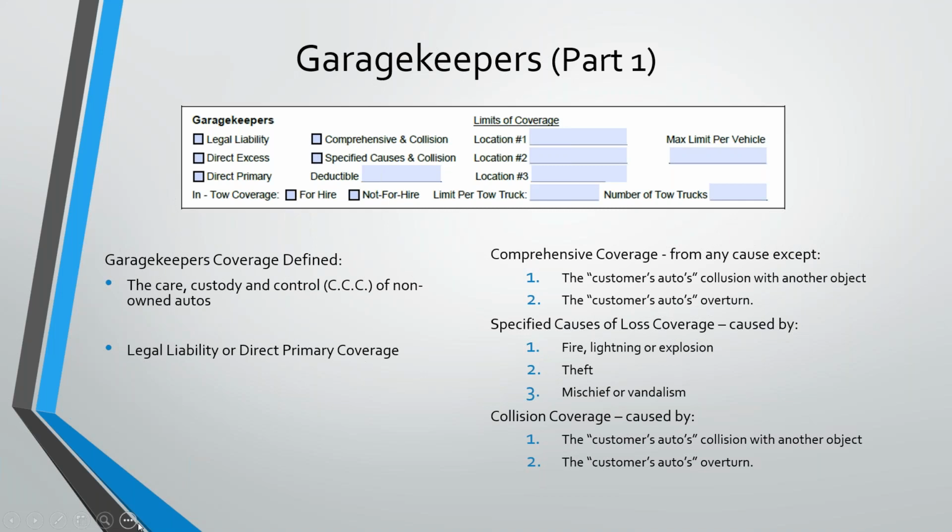Garage keepers buys back that care, custody, and control exclusion on the liability portion. So this is the physical damage, if you will, for the customer vehicle while it's in your client's care, custody, and control. You have various bases for the garage keepers coverage: legal liability, direct excess, and direct primary. Let's start with legal. Legal liability, think of it as you can only be held responsible for your own negligence. That's it. So that's why you'll see there's no wind, hail, flood coverage. You can't be held responsible for hail damage to that vehicle.